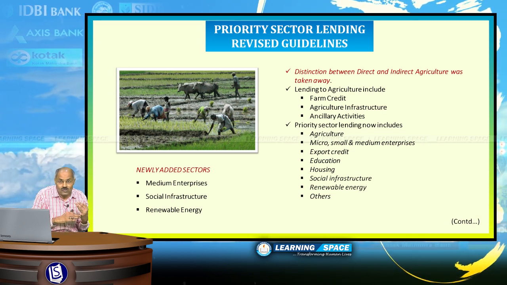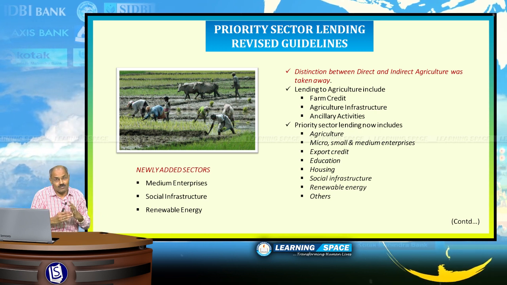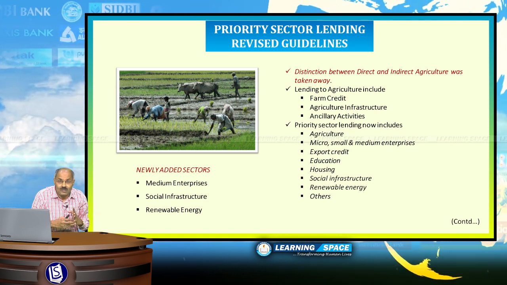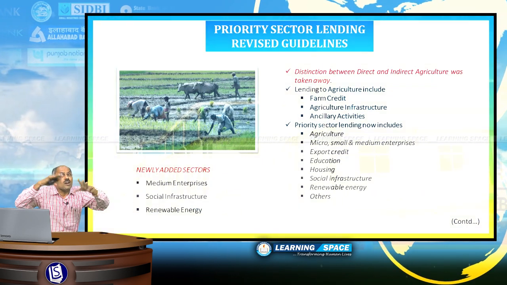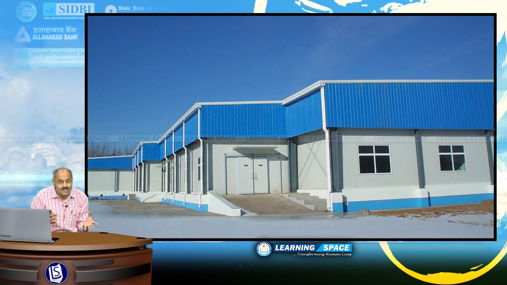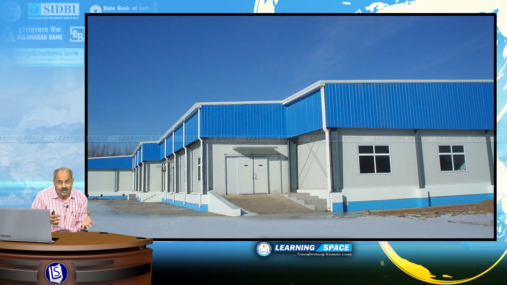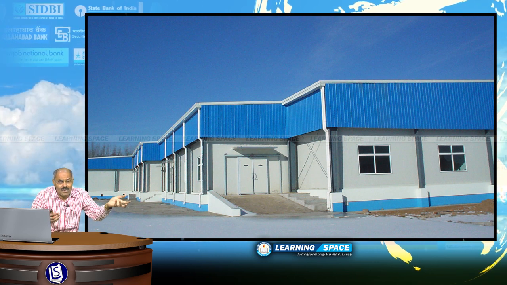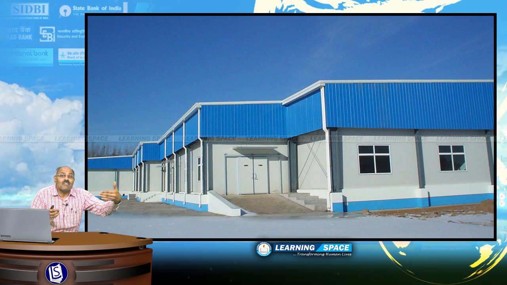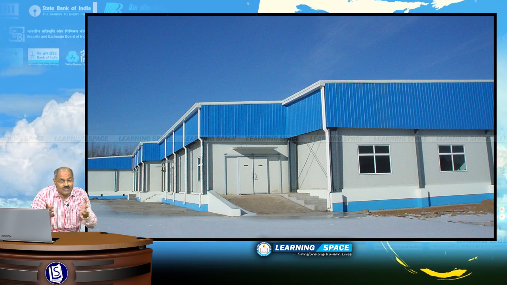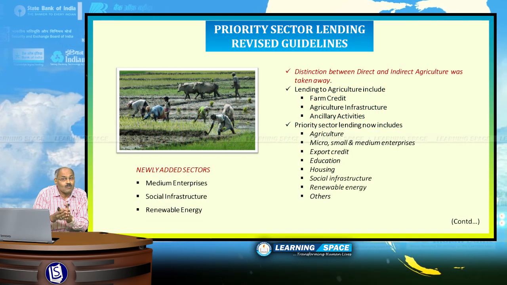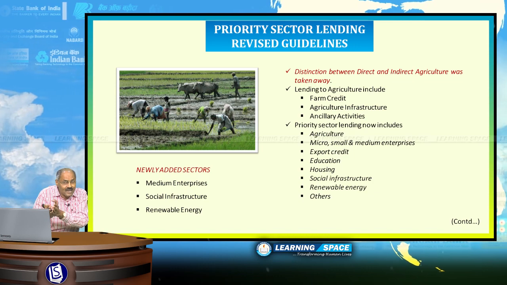That means credit to farmers. Second is agriculture infrastructure. What is meant by agriculture infrastructure? If somebody is making a warehouse, or a cold storage facility, because a lot of wastage is taking place in farm products in our country, and to prevent that wastage, if some entrepreneur is constructing a cold storage facility, then that comes under priority sector lending. If somebody is constructing a warehouse for storage of agriculture produce, that comes under priority sector lending.